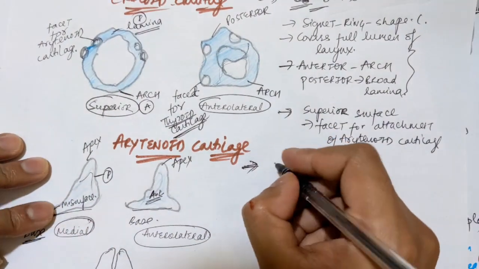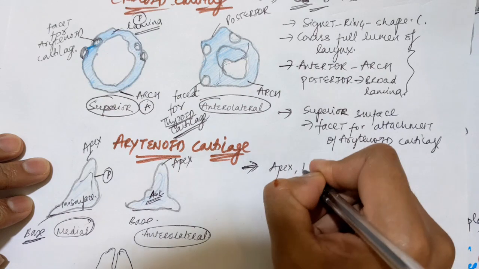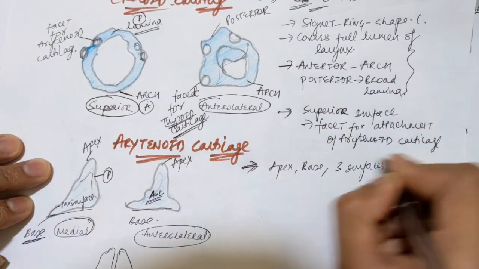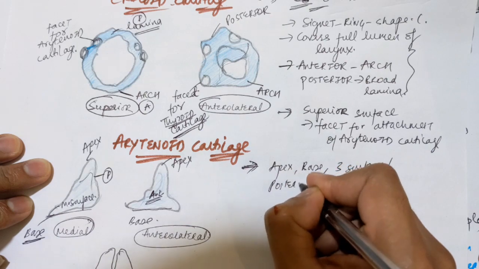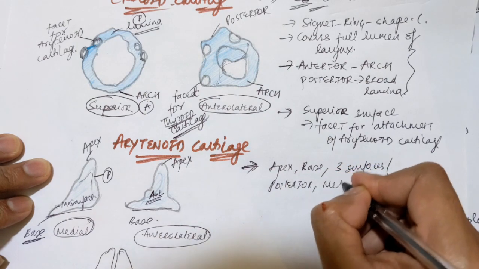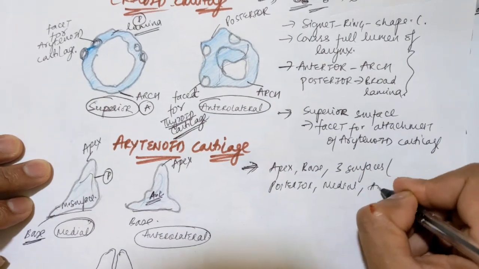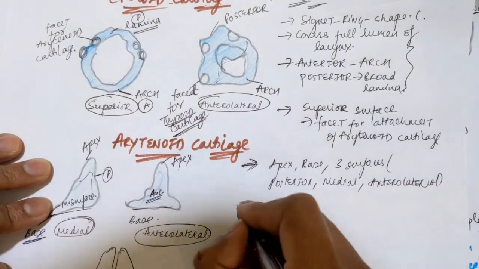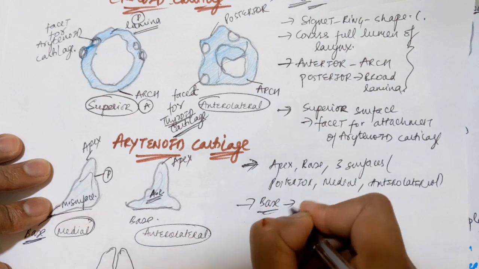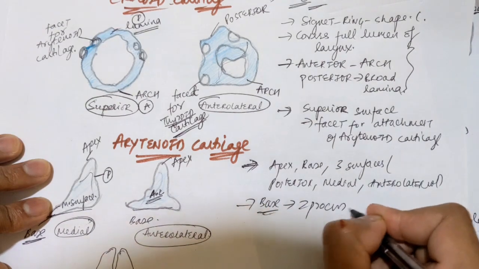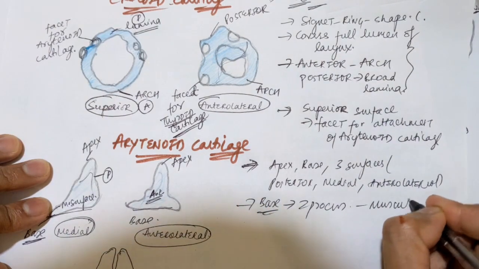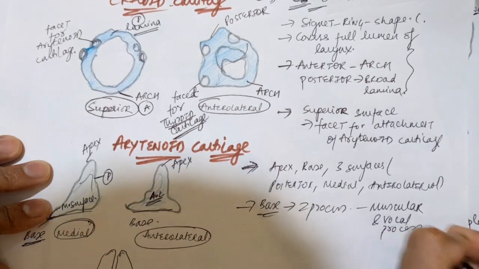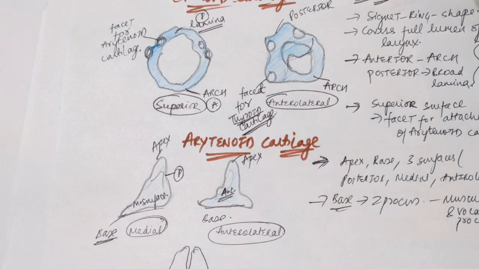It actually has an apex, a base, and 3 surfaces. In surfaces, it has the posterior surface. I have shown you medial and anterolateral. And on the base, it has 2 processes: the muscular and vocal process. Okay, so I'm showing it to you here.